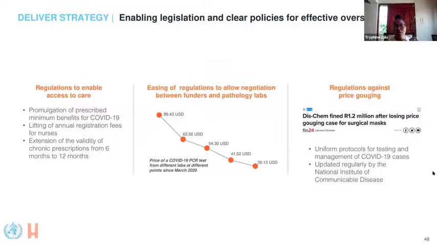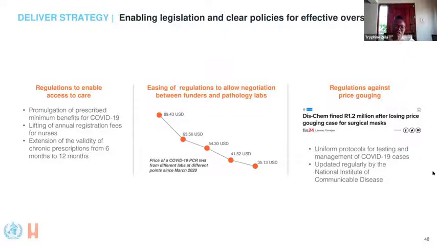And then to enable provision of services, there was lifting of annual registration fees for nurses. And also in terms of prescriptions in the private sector, we have regulations that govern how long a prescription is valid for. So it was moved from six months to 12 months to allow people during the lockdown who couldn't go and see their doctors, and their stable chronic patients, to access their medicines or their prescriptions from the pharmacists.